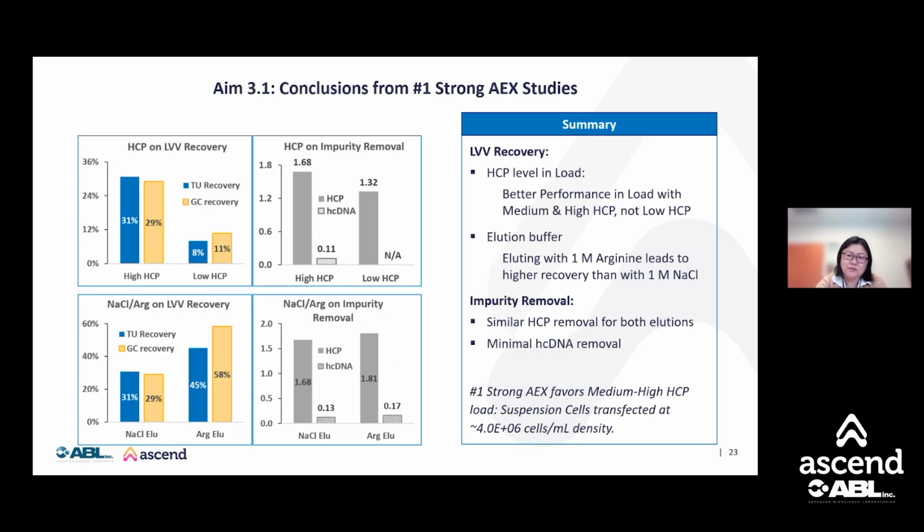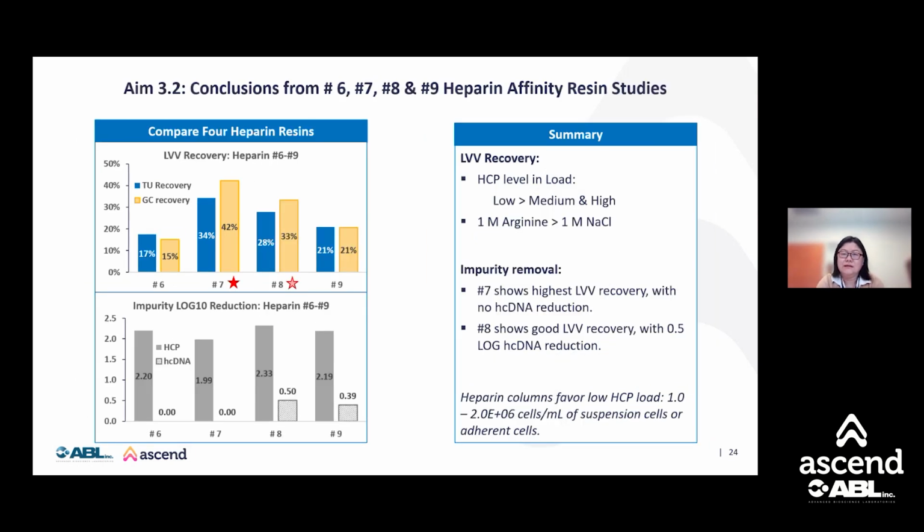First, we summarize our findings about our strong AEX. It preferred medium to high HCP versus low HCP. Arginine elution is preferred over sodium chloride. So this column can effectively remove a significant amount of whole cell protein, but not much whole cell DNA, so it's compatible with the high density suspension cell culture. The heparin resins cover the opposite end of HCP load.